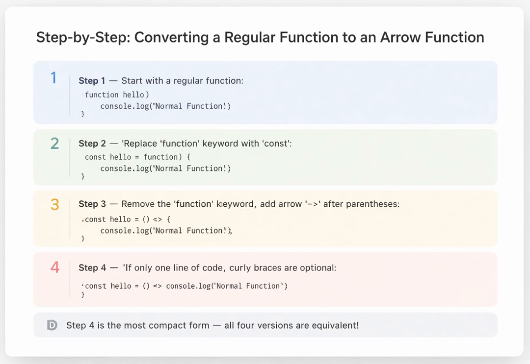Step 4, and this is the really neat part. If your function body only has a single line of code, you can drop the curly braces entirely and write everything on one line. This is why arrow functions are often called one-liner functions. They're compact and clean. All 4 of these versions produce the exact same result. The arrow function is just a more modern, concise way to write functions in JavaScript.